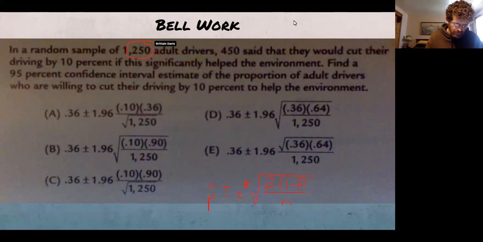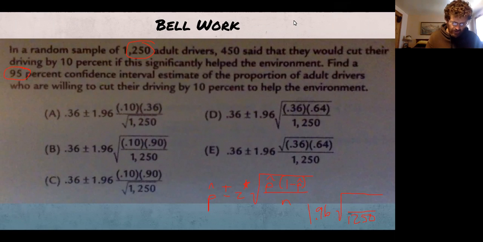So I know that this is going to be, if I start plugging this in, 1,250 at the bottom. Now, every single answer choice has that. That doesn't do us much good. My z star, it's a 95% confidence level, so I know it's going to be 1.96. Again, all 5 choices have that as the critical value. So that doesn't help us out much.